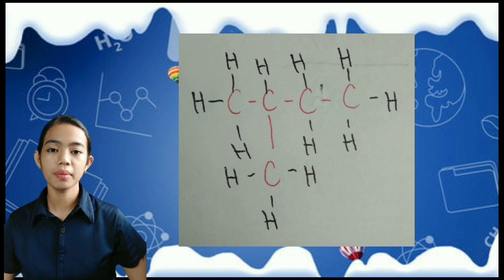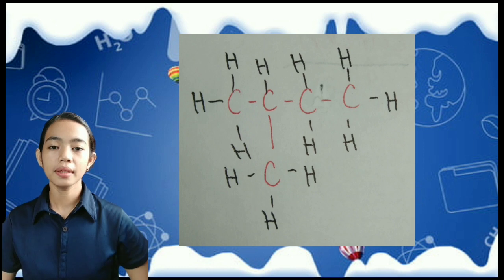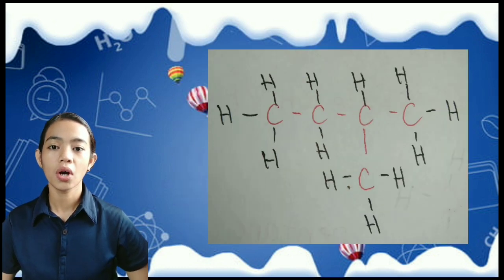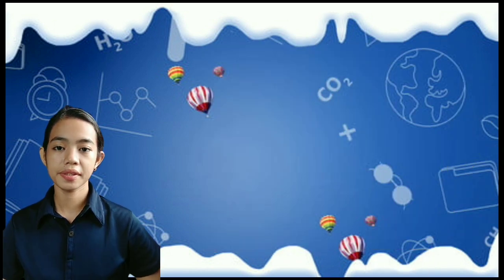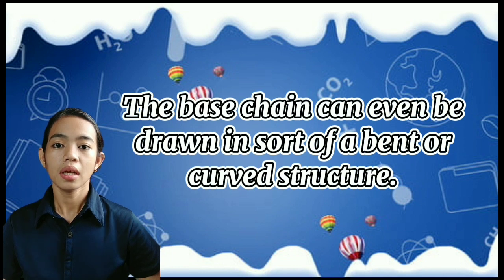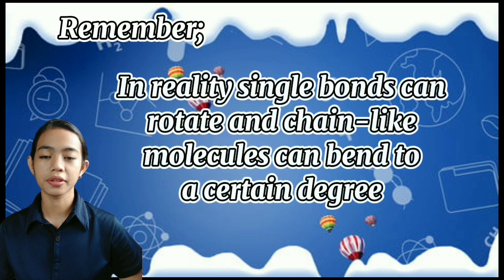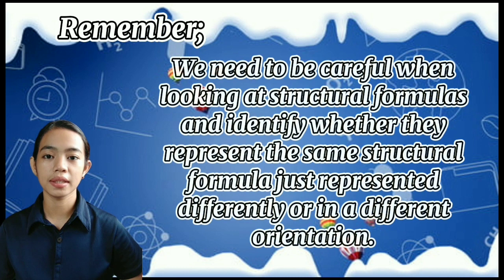Note that the structure of 2-methylbutane can be represented on paper in several different ways, with the methyl group at the bottom, shifted onto the right, or on the top in this position or in this position. The base chain can even be drawn bent or curved. All of these variants represent the same compound, 2-methylbutane. Remember that in reality, single bonds can rotate and chain-like molecules can be bent to a certain degree. We need to be careful when looking at structural formulas and identify whether they represent the same structure, just represented differently or in a different orientation.